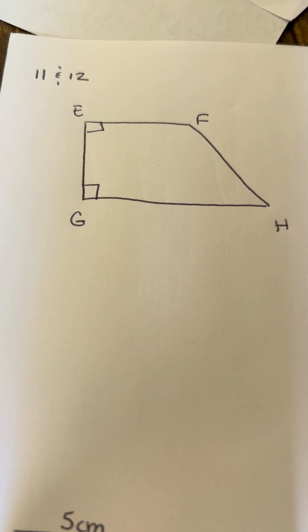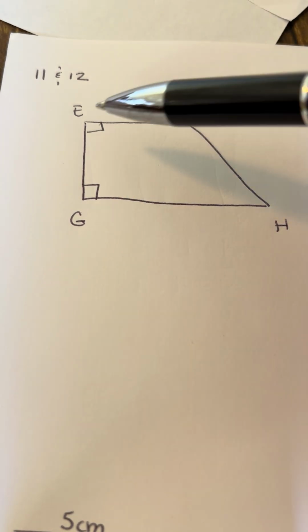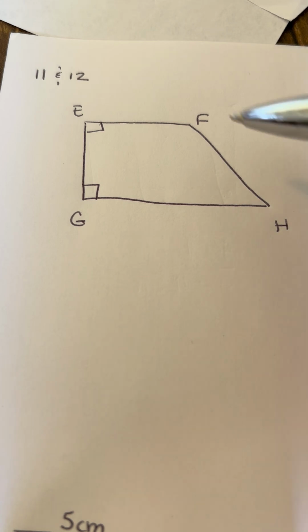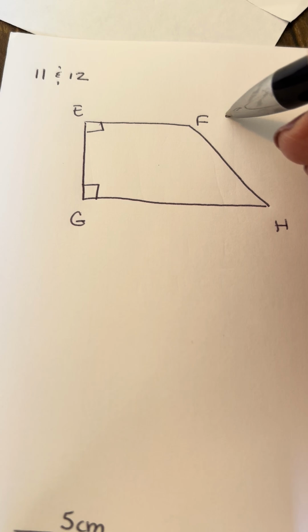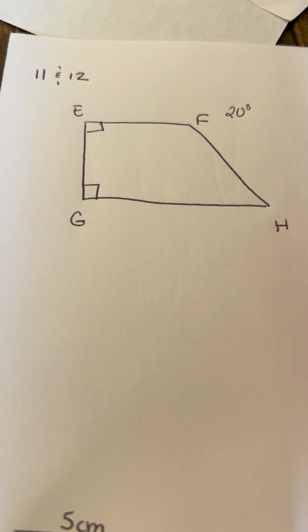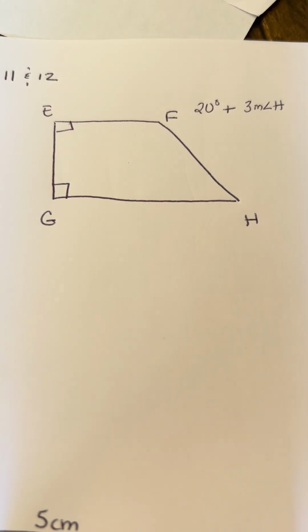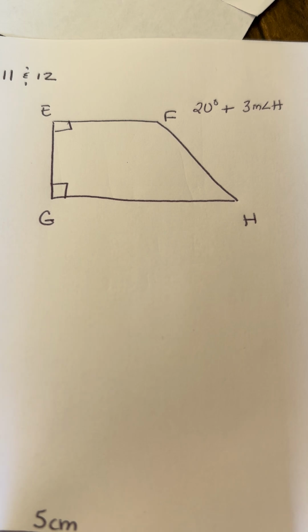Okay, hopefully you have done these problems or at least given them a try. What I like to do is label them with as much information as I know. So when I'm looking at this drawing for 11 and 12, it says angle F, right here, is 20 degrees more, and more means add, than 3 times H, 3 times the measure of H. What is the measure of F?